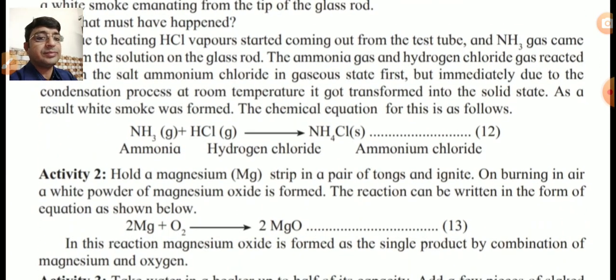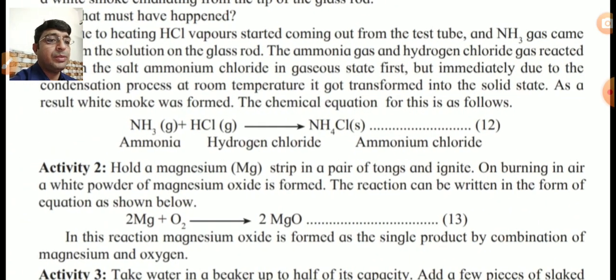Second activity. Hold a magnesium strip in a pair of tongs and ignite it, burn it. On burning in air, oxygen, we all know that oxygen supports the burning process. A white powder of magnesium oxide is formed. The reaction can be written in the form of an equation as shown below.